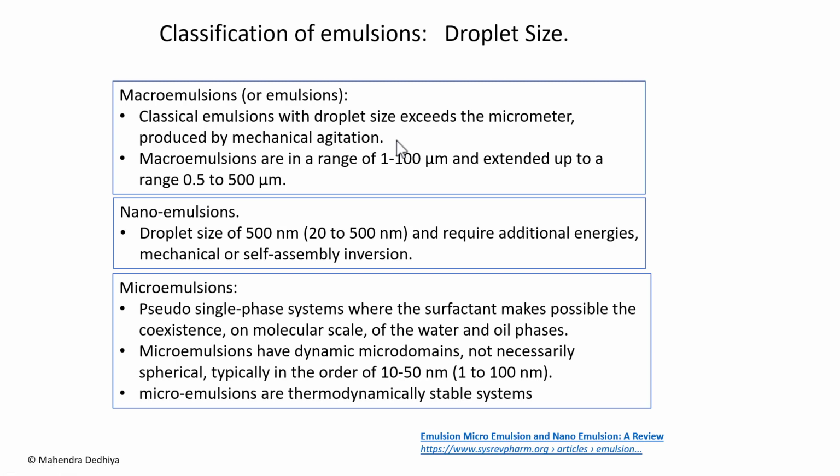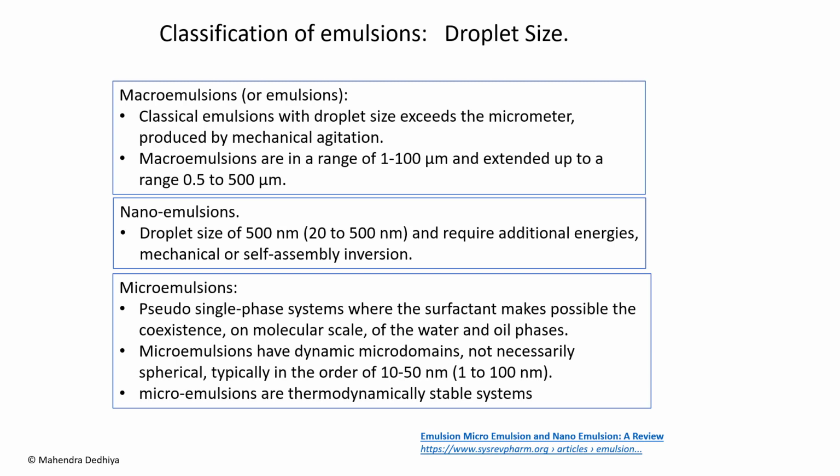by simple mechanical agitation. Nano emulsions, emulsion droplet size or globule size can be reduced to less than 500 nanometer, generally between 20 to 500 nanometer. This requires additional energy, or it can be done by self-assembly inversion method.